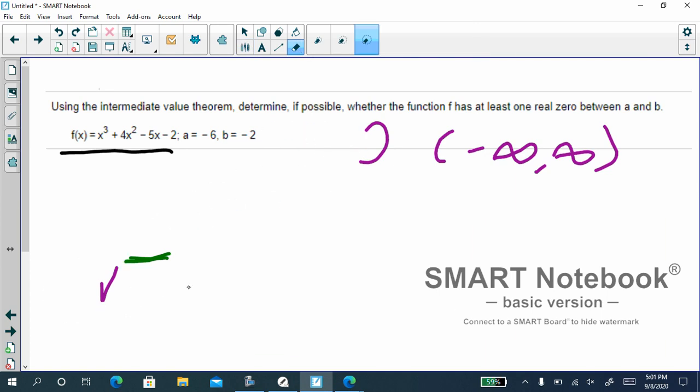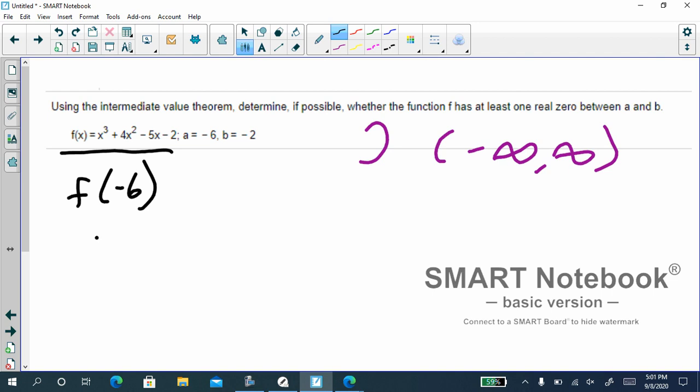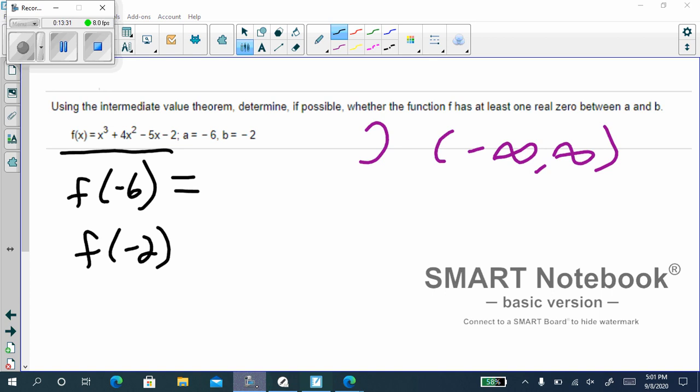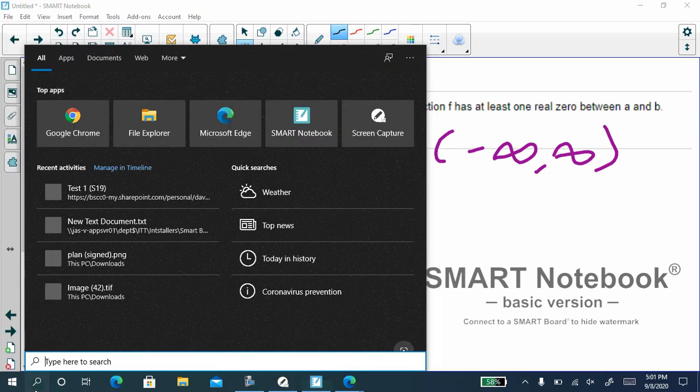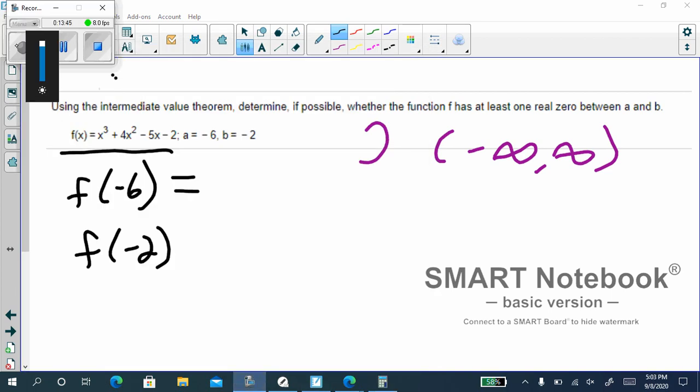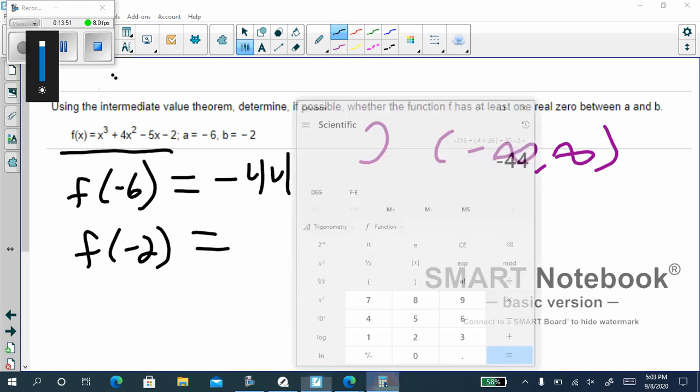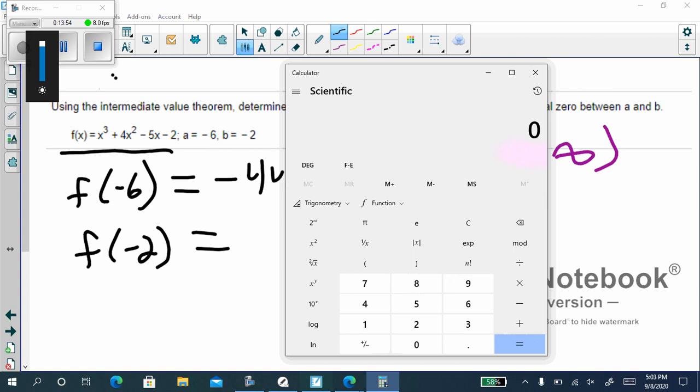So if we plug in -6 and -2, let's see what we get for this function. And for time, I'm probably going to just put these in a calculator. If I type this in correctly, it looks like we get -44 when we put in a -6. And if we put in a -2, we get -8.